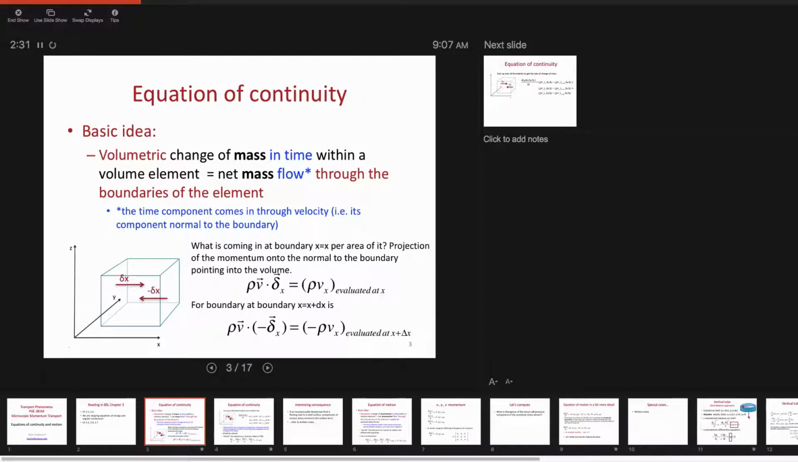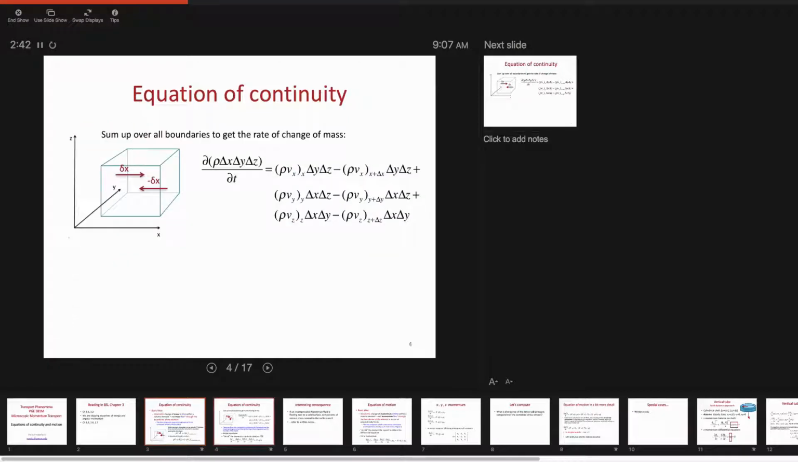And then on the other boundary, I have the same thing just with the negative sign. And this negative sign comes from these normals being in opposite directions. And I'm evaluating at x plus delta x. So I do the same. I also have to, of course, multiply by the area of this little side, and in this particular case, it's delta y, delta z. So the first line is my contribution along x, and then I add contributions along y and z, and I'm done doing a surface integral over the box sides. And on the other side, I have this change in time of the mass, which is rho times volume, delta x, delta y, delta z.